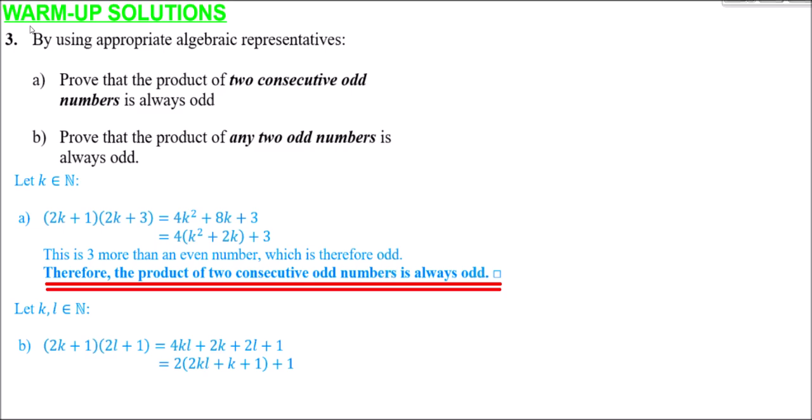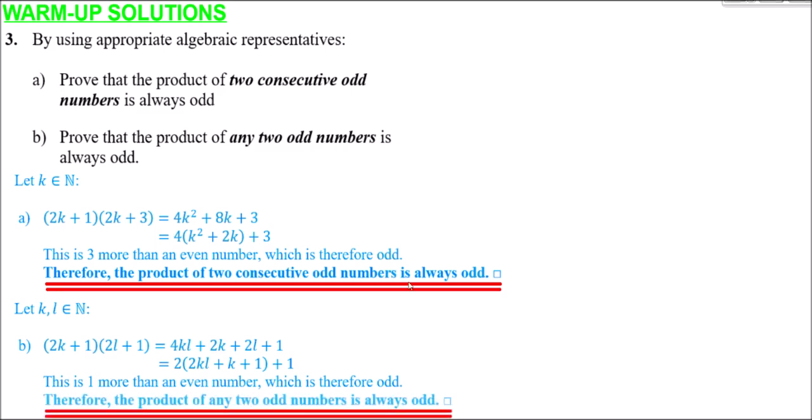So just carefully conclude with words. Say something like, this is one more than an even number, which is therefore odd. Therefore, the product of any two odd numbers is always odd.